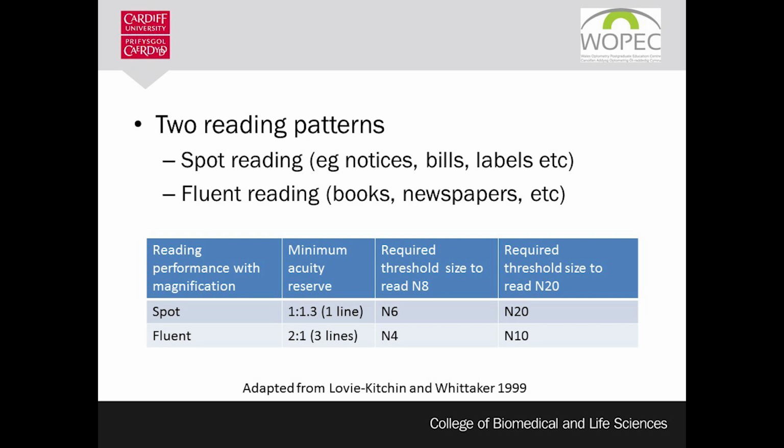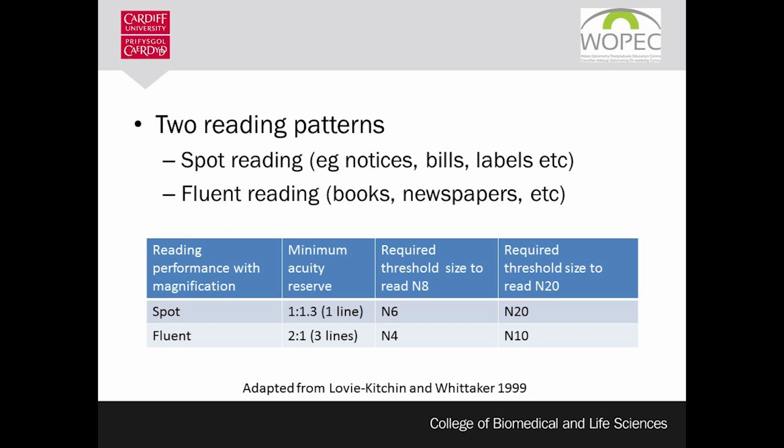If it's for spot reading, which means reading either single letters or single words one at a time, then you will need a reserve of 1.3 to 1, which means you need to get the person reading a line better than the target VA. So if he needs to read a prescription form with font size 8, then we need to first get him to read font size 6 letters, so he will be able to read the font size 8 letters well.